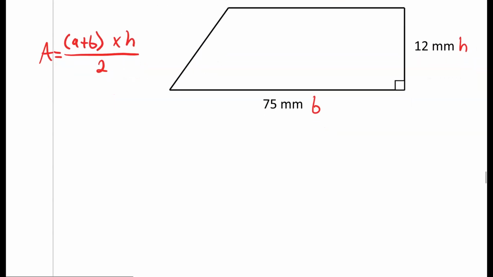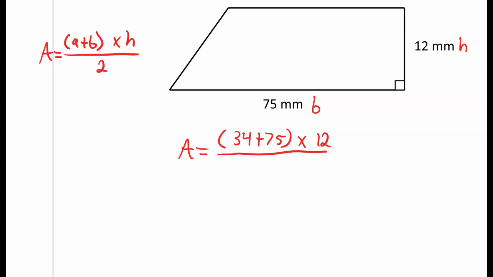So we can now go A equals A plus B, which is 34 plus 75, times our H, which is 12, and then we're dividing this by 2.